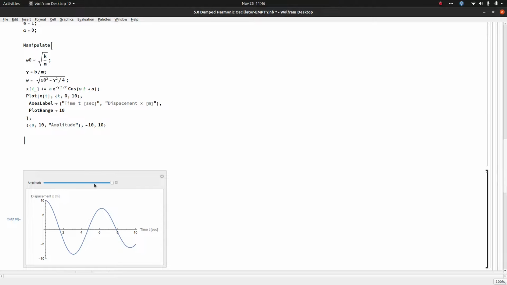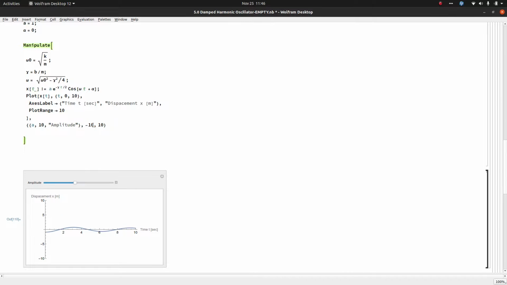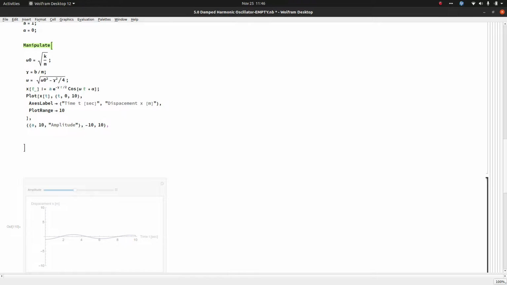So you can see with this, I can change the amplitude back and forth. That's easy enough. I can give it a negative amplitude if I want. But I don't want to manipulate just the amplitude. I also want to manipulate some other variables. Let's manipulate omega naught. Sometimes you hear this referred to as the natural frequency.